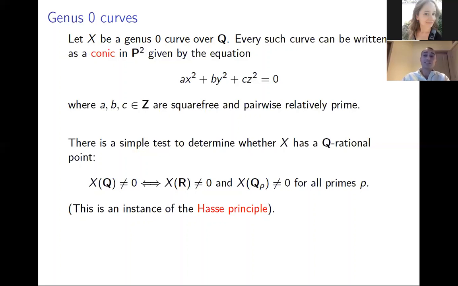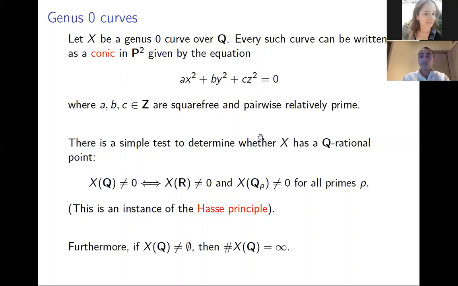And this is an instance of the Hasse principle, which I think was mentioned in one of the lightning talks by Andre, I believe. So this is very nice, and you might think, okay, determining a Q_p point is quite straightforward. You can reduce mod p and use Hensel's lemma to lift solutions to Q_p. So this is very, very easy.